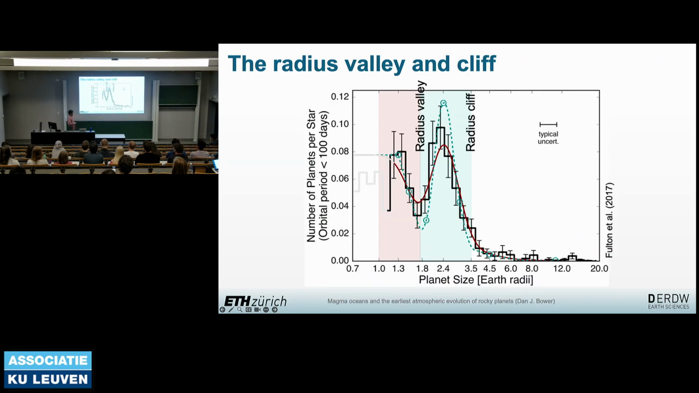Okay, another fundamental observation from exoplanetary science has been essentially looking at the demographics of exoplanets. And a feature that you may have heard about is the so-called radius valley.